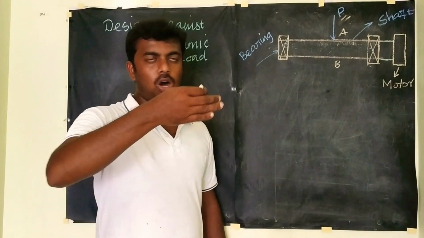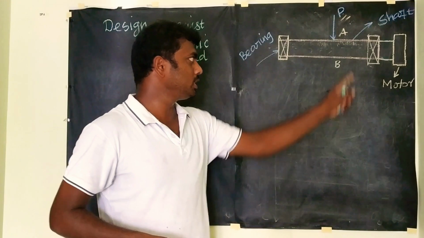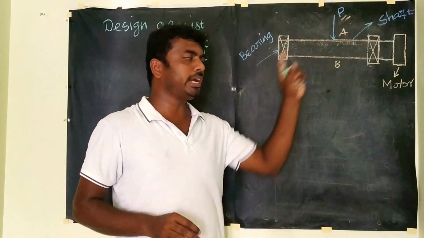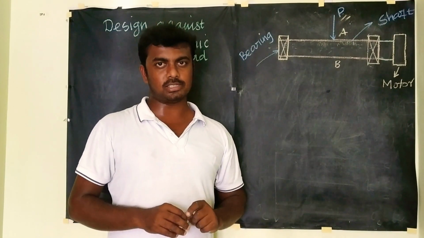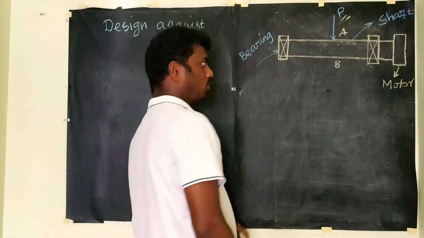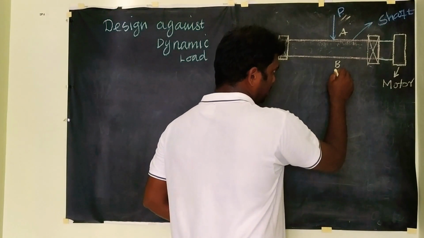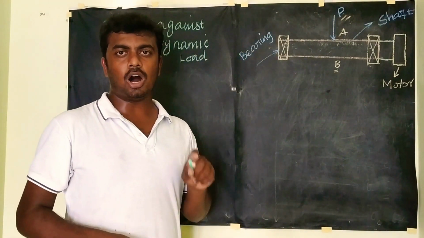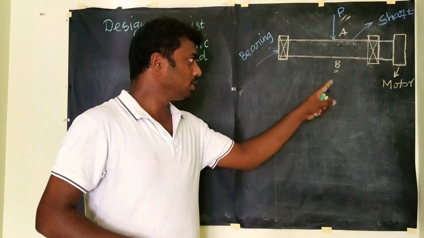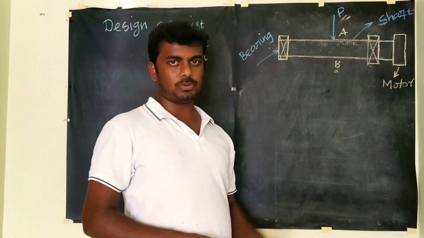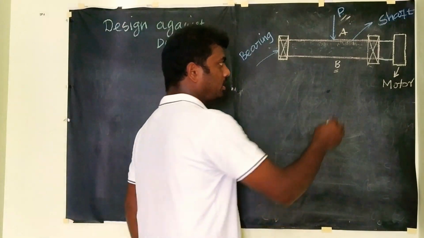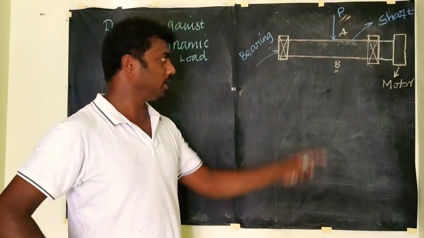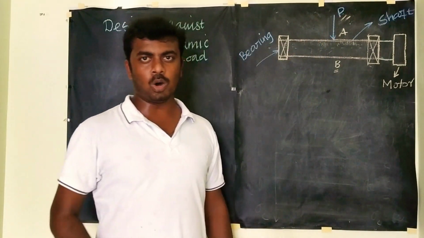After the half revolution of the shaft, this point A goes down. At that instant, this point A carries tensile stress. Similarly, at this instant, the point B carries tensile stress. After the half rotation of the shaft, this point B goes up. At that instant, this point B is subjected to compressive stress. Based on this, we will draw one graph.